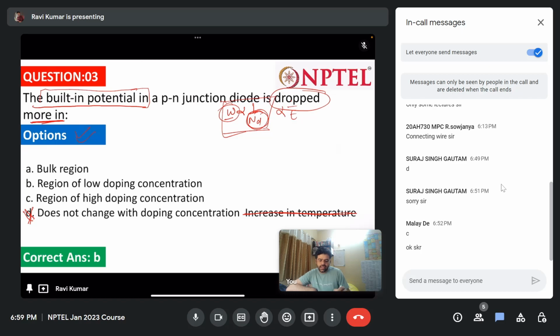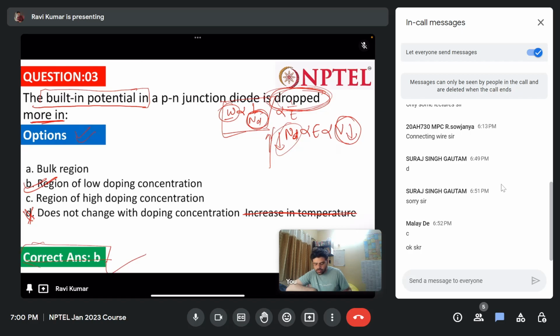So it is saying drop more. So drop means it is like decreasing. If ND is directly proportional to E, which is directly proportional to V, and it is saying V is dropping, so ND should drop or increase? If V decreases, so ND should be low or high? Low. Reason of low doping concentration. Low.